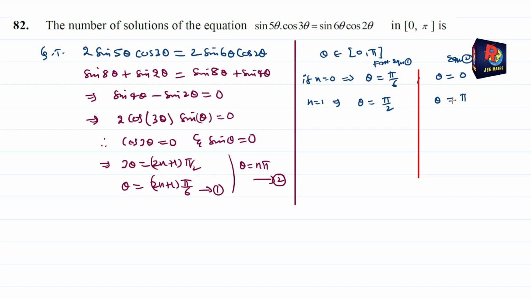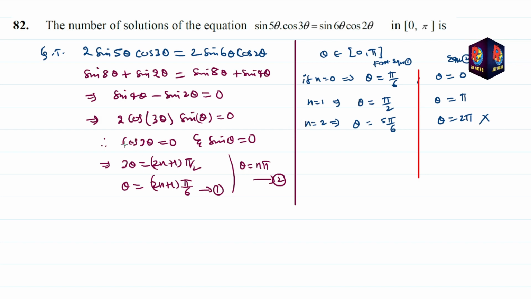So no problem. If I substitute n equals 2 in the first equation, we get 5 pi by 6, so theta equals 5 pi by 6 is possible. If I substitute n equals 2 in the second equation, theta equals 2 pi, which is not possible. We need to check 0 to 180 degrees only. If you take any other value, it will exceed.